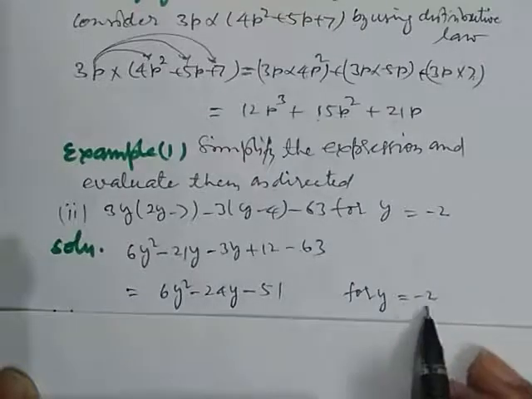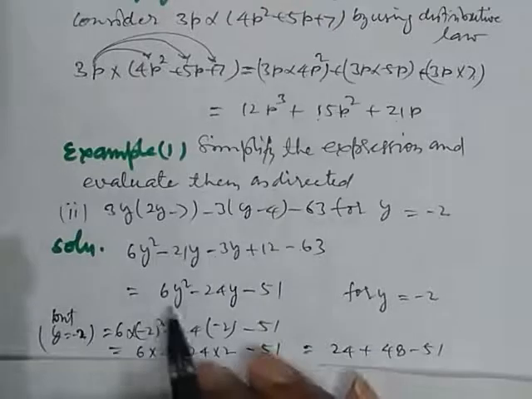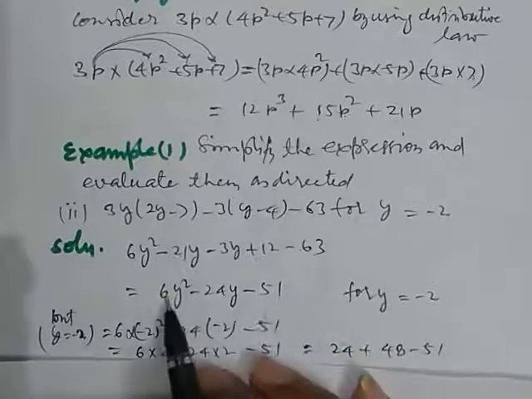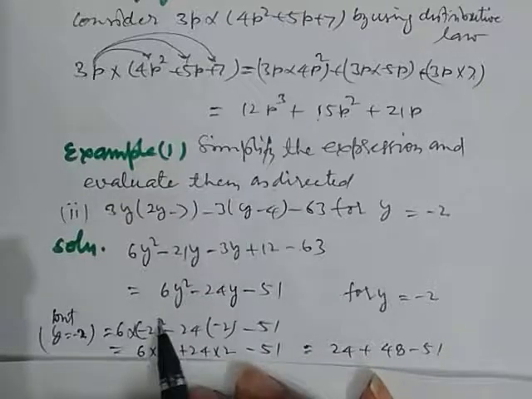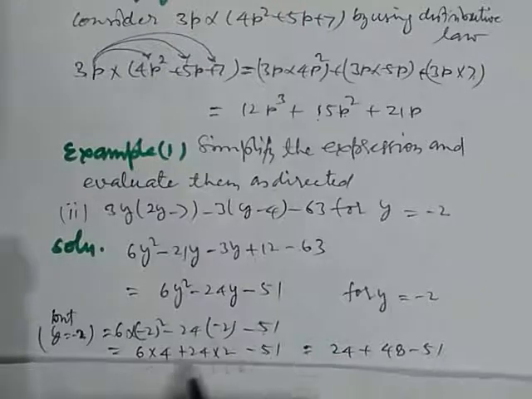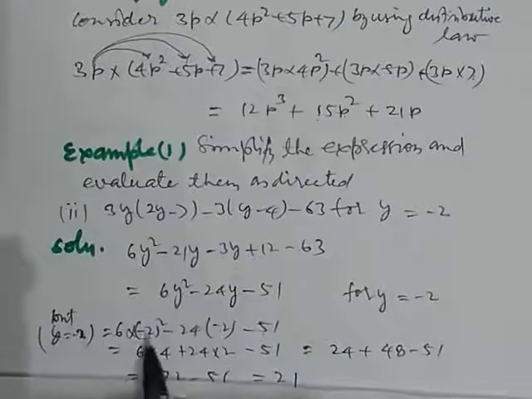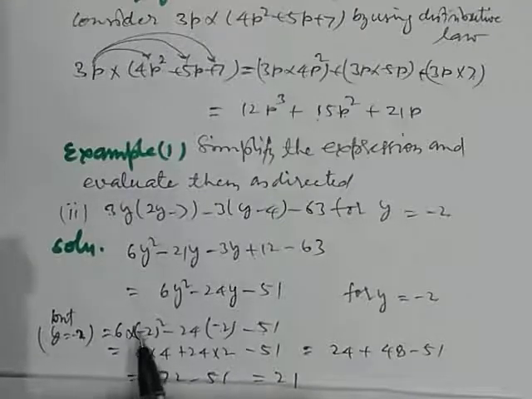Now for y equal to minus 2, we have found the value. So put y equal to minus 2 in this. Here we put y equal to minus 2, so minus 2 square, minus 24 with y equal to minus 2, minus 51.